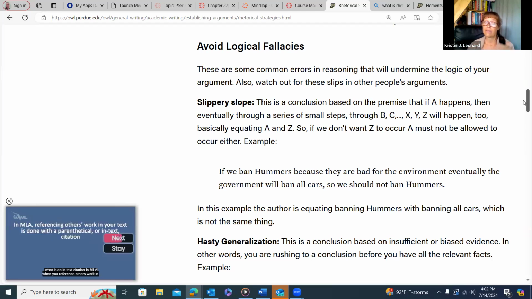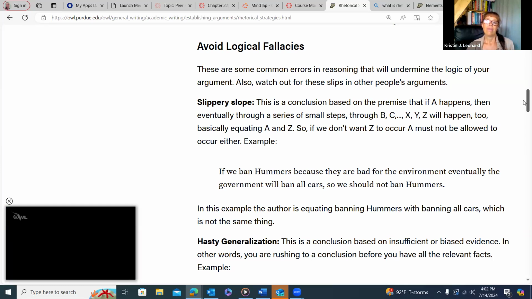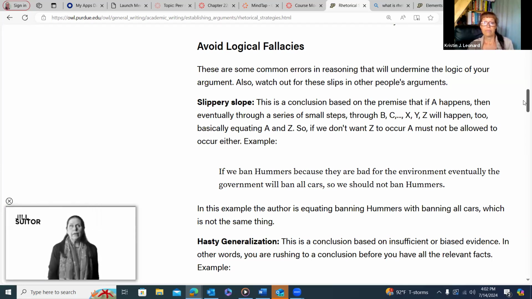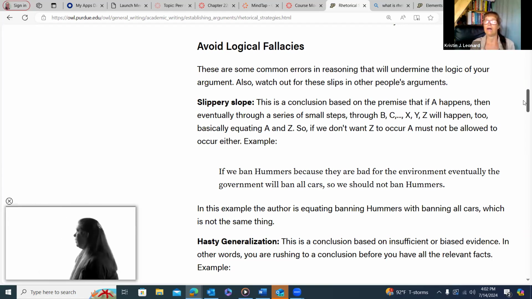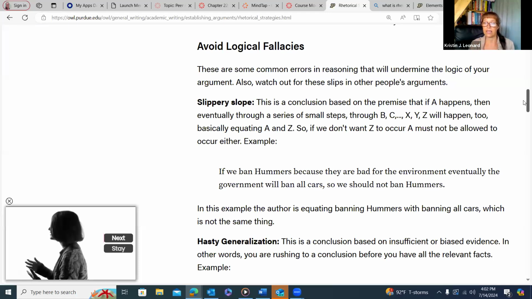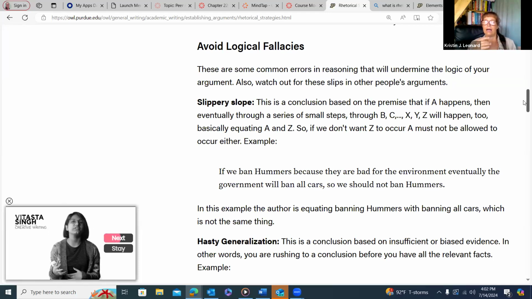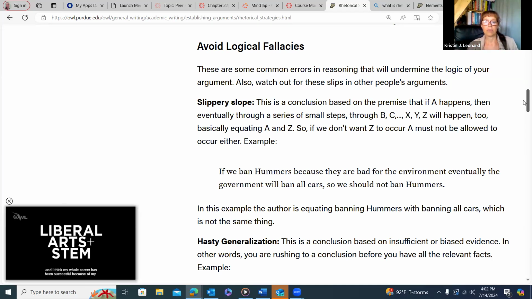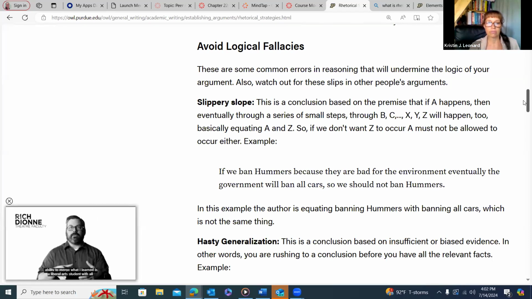This is wonderful. We have a slippery slope. That's a conclusion that, if A happens, then a series of small steps will happen too. And because that happens, basically A will equate to Z. If we don't want Z to occur, then A must not be allowed to occur. Let's go ahead and just read the example. If we ban Hummers because they are bad for the environment, eventually the government will ban all cars. So we should not ban Hummers.